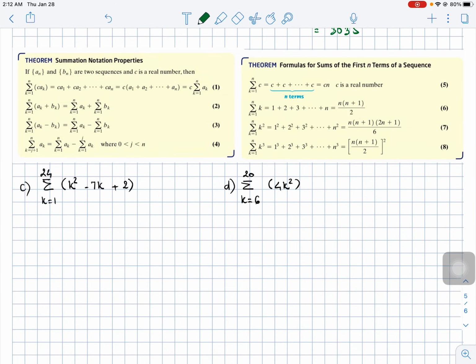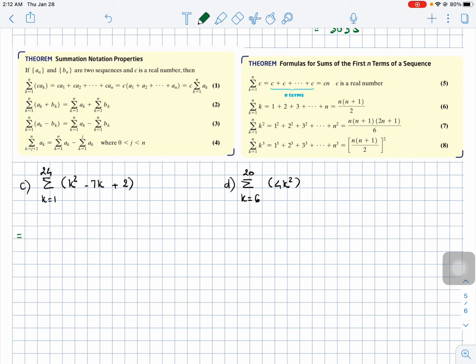Problem C, we will separate the k squared, 7k, and plus 2 by applying property number 2 and number 3. We can separate the plus and the minus. So the sum from k equals 1 to 24 of k squared, minus the sum from k equals 1 to 24 of 7k, plus the sum from k equals 1 to 24 of 2.